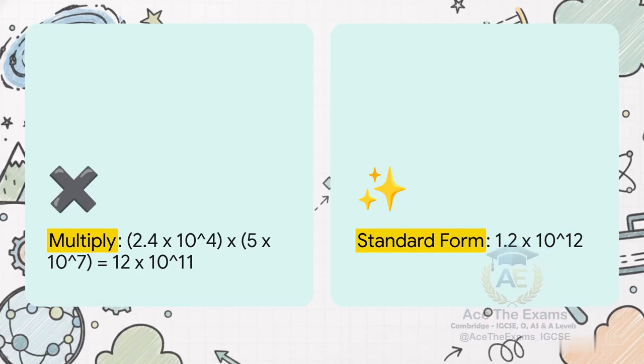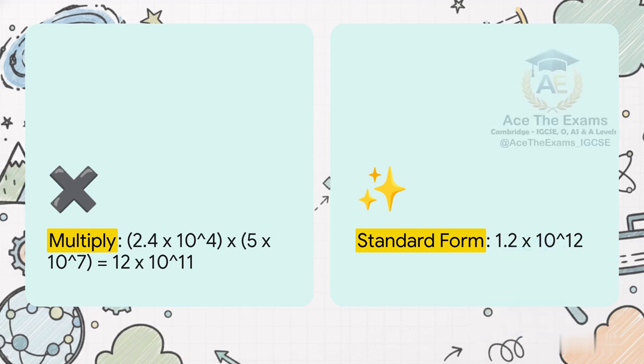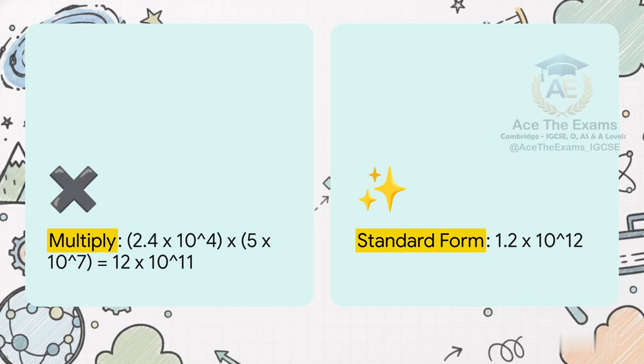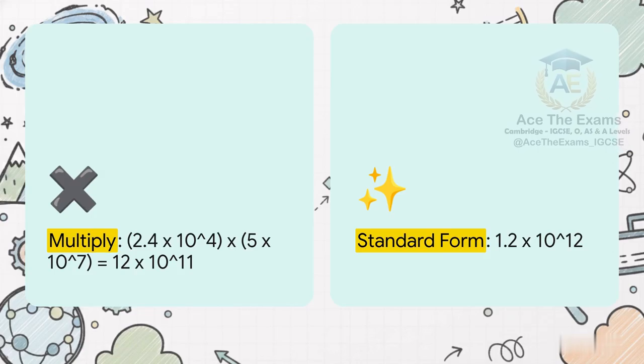Is that our final exam answer? No way. Because 12 breaks the golden rule, it is greater than 10. We have to do one final conversion, shifting the decimal just one spot to the left to turn that 12 into a 1.2. And because we did that, it naturally bumps our index up by 1. The true final standard form is 1.2 times 10 to the power of 12. The key takeaway here, always do a final check of your answer against the golden rule before moving to the next question.